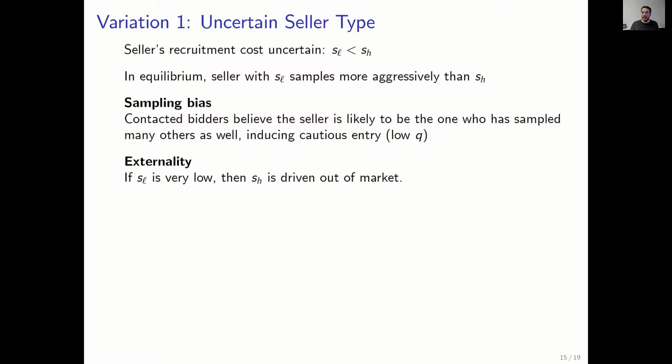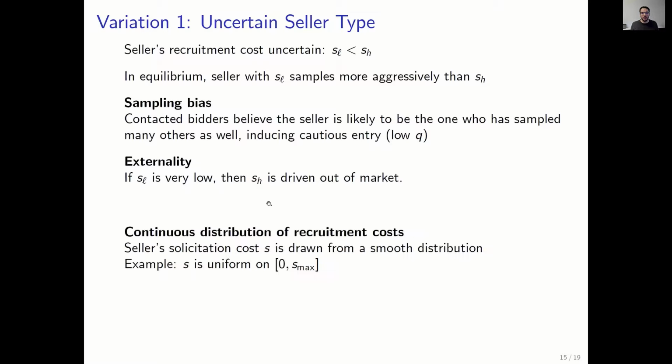Okay. So SH may be able to trade and be happy, but now there is this SL type, and now the bidders are uncertain which of these two types it is, and they think it's probably the low type, so I should be very cautious to enter. If the bidders are so cautious to enter, it's not worthwhile for the high type anymore. So there's an externality between these two going via the sampling bias. So this is for binary solicitation costs.